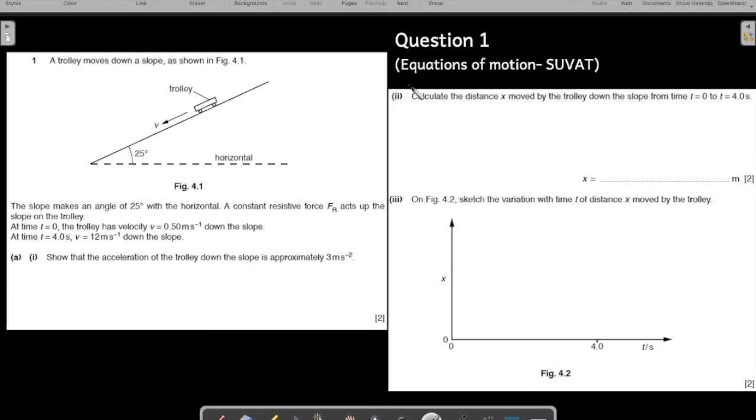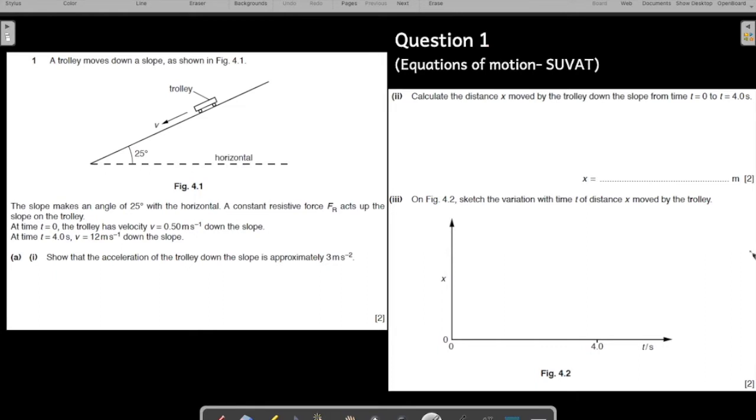Hello everyone and welcome to this lesson on the practice of past paper questions on the topic equations of motion, SUVAT. This is your question number 1. We'll be taking up a lot more questions. One video will be covering one question. This is your video number 1 on question number 1.